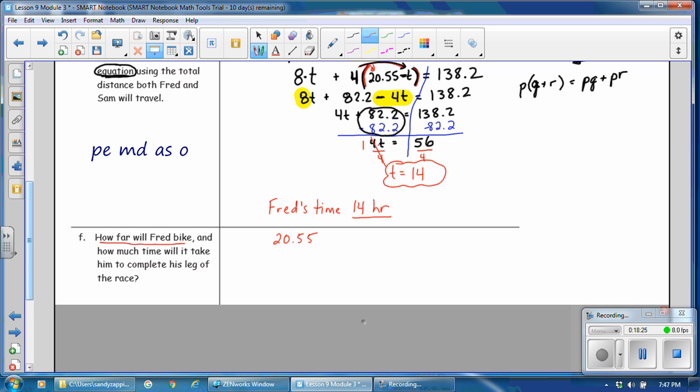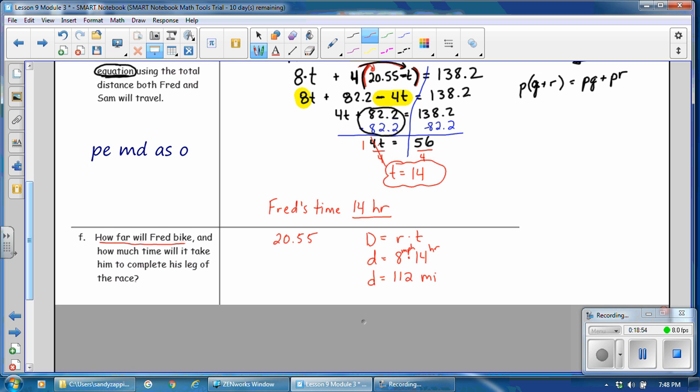Well, remember the equation for distance? Distance is equal to rate times time. We know that the distance is what we're looking for, and actually we use a small d for distance here. And the rate is 8 miles per hour, and Fred's time is 14 hours. So 8 miles per hour times 14 hours is Fred's total distance. And when you multiply those, you get 112 miles.